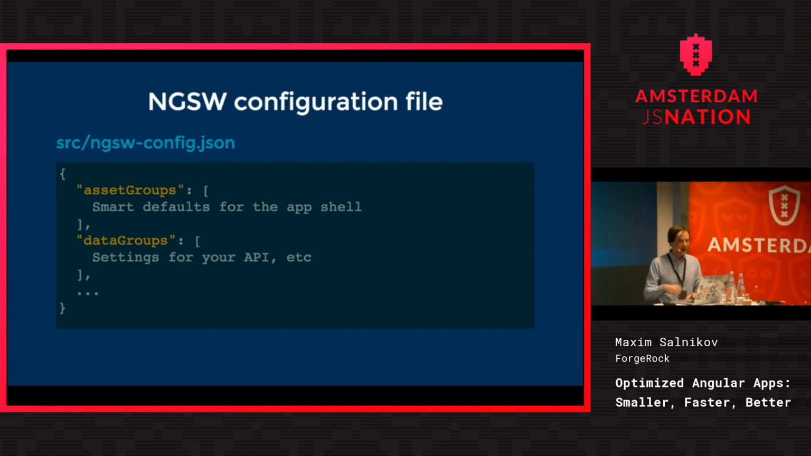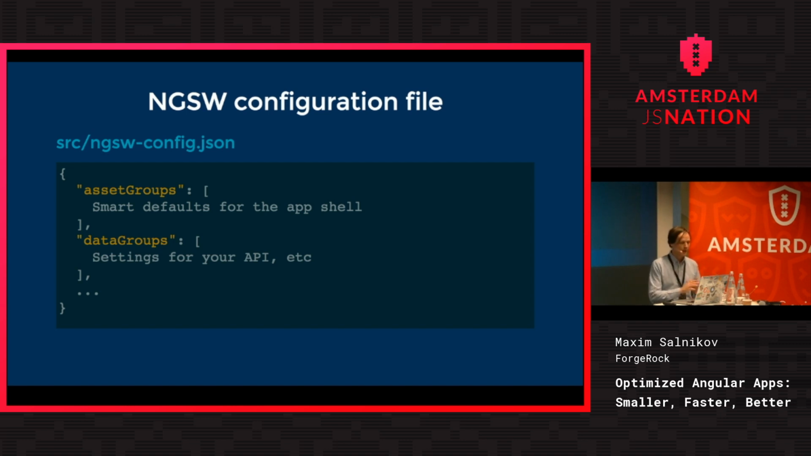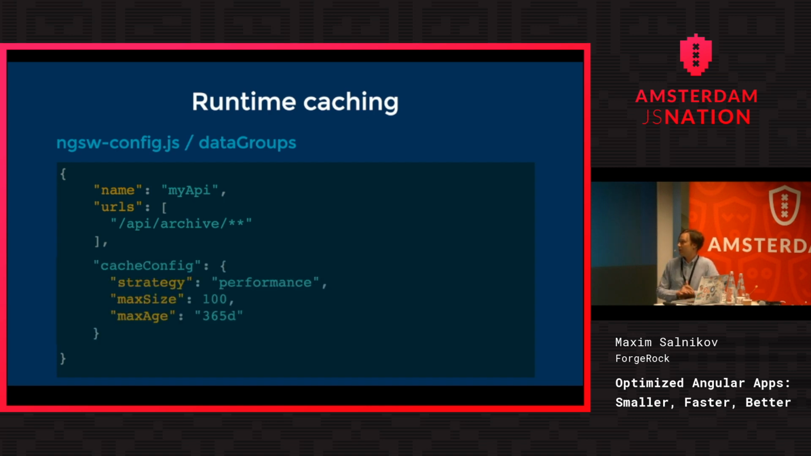Data groups, this is about the second feature of Angular Service Worker, optimizing requests we do to APIs during application run. Again, one minute about the very basic configuration of these data groups. In general, we specify some pattern of our URL. It could be our API or some third-party service, and provide a strategy.